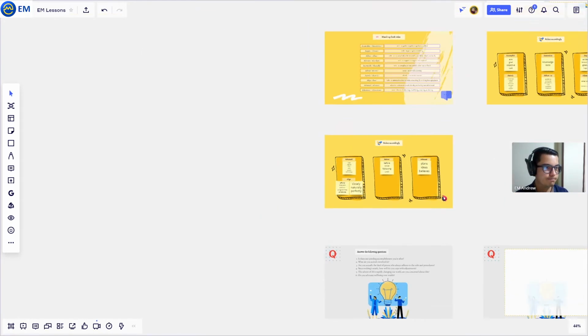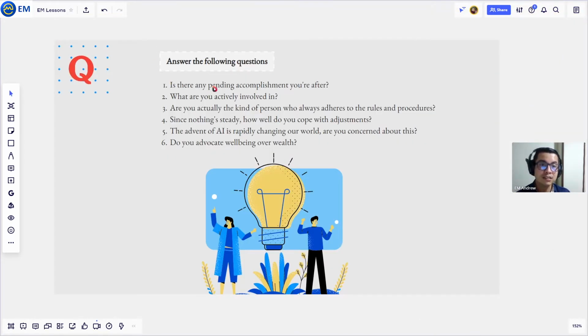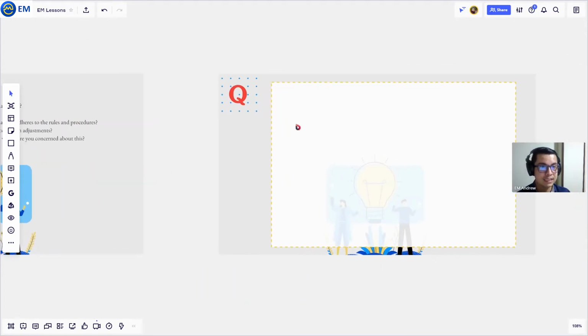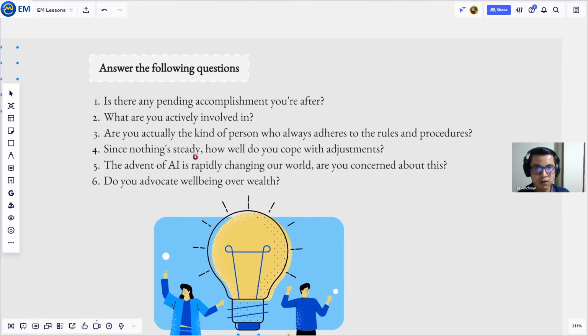Let's move on. Then answer the following questions. You can use the PDF and write down your own answers over here for the questions. All right, so is there any pending accomplishment you're after? What are you actively involved in? Are you actually the kind of person who always adheres to the rules and procedures? Since nothing's steady, how well did you cope with adjustments?